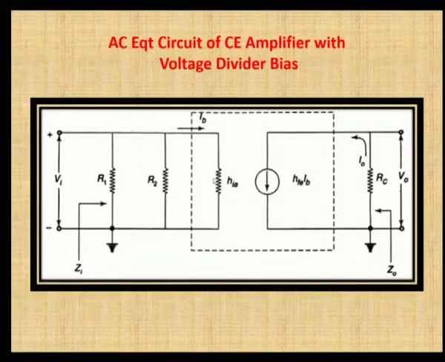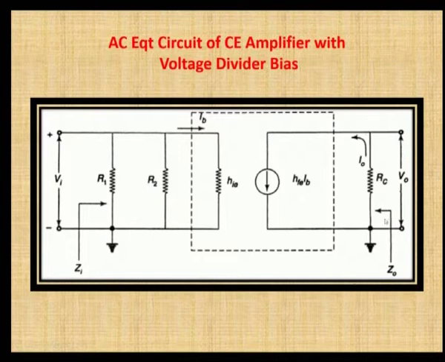Welcome back. So, we have seen the equivalent circuit of the transistor in voltage divider bias in a common emitter configuration. Here the voltage divider bias is through R1 and R2, connected between the input terminal and the common terminal, and the collector resistance is connected between the output terminal and the common terminal. Here also it is connected between the input terminal and the common terminal.